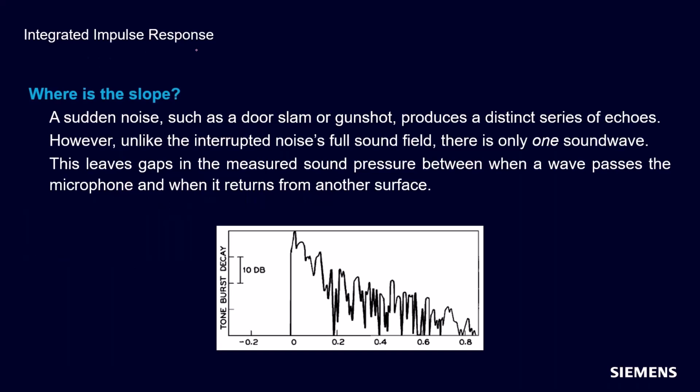When using the integrated impulse response method, this sudden noise, it could be a door slam, a gunshot, many different types of excitations, it produces a distinct series of echoes, but there is only one sound wave. And so there are gaps in the measured sound pressure between when a wave is passing the microphone and when it's returning from another surface. It's not a pure reverberant room environment where everything is always uniform in the room because we've built up this perfect broadband excitation in the room.